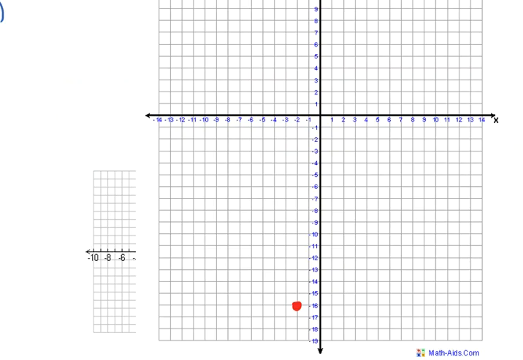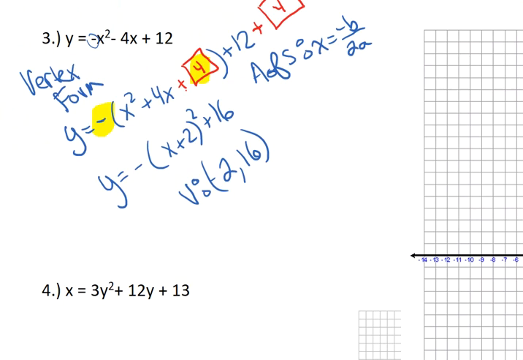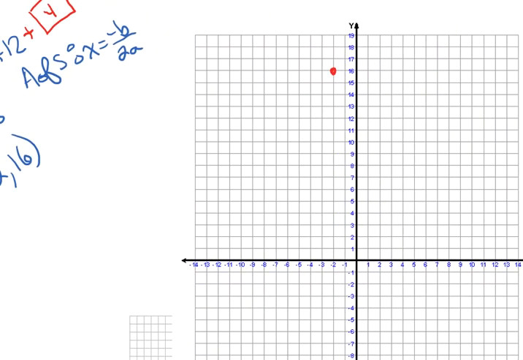So what I did is I plotted the point negative 2, 16 on my graph. I apologize, it should be up higher. It's a positive 16. So negative 2, 16 on my graph. And if I go back to the equation again, we know it's going to open up or down. And because it's negative, we know it's going to open downward. And A is 1.